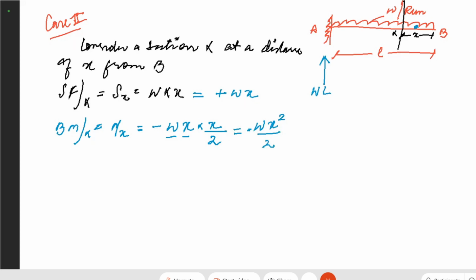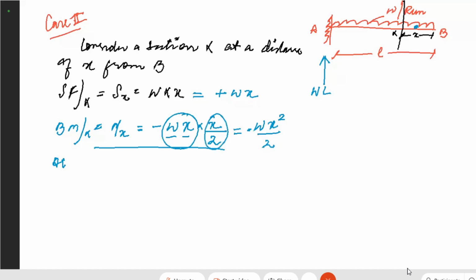So the end conditions are now when, sorry, why did we take x by 2? We took x by 2 because, bending moment, what is bending moment? Bending moment is force multiplied by the distance, centroidal distance. Now how much is the total load? Load is your W times X. X is the distance, and this is your centroidal distance.